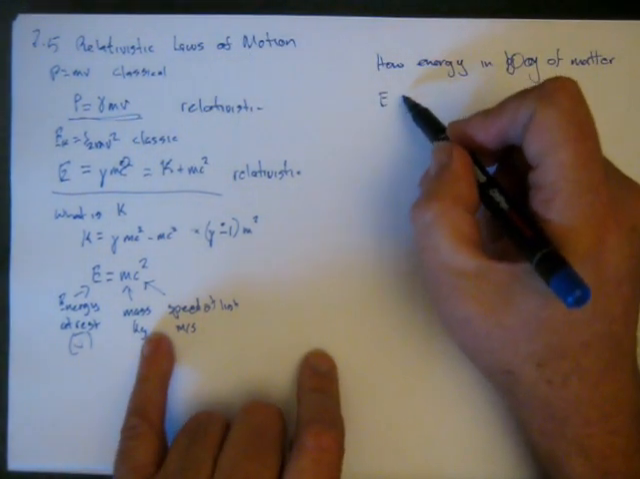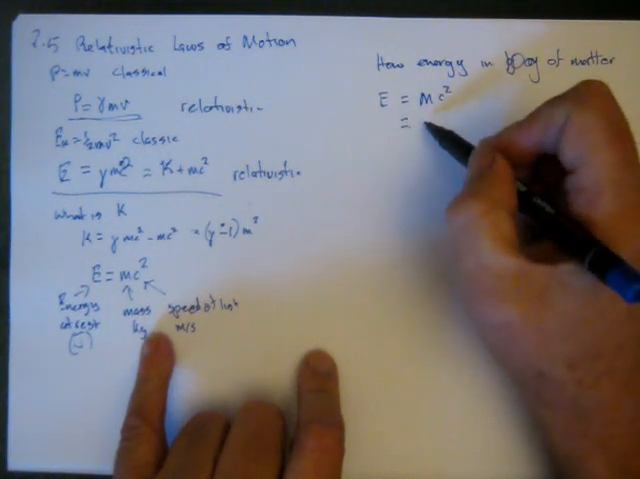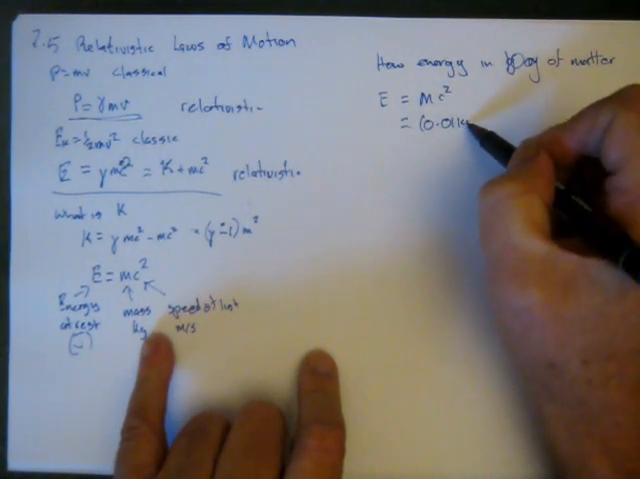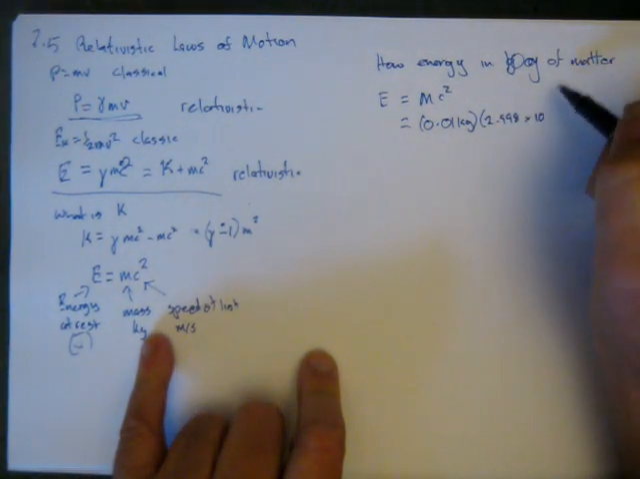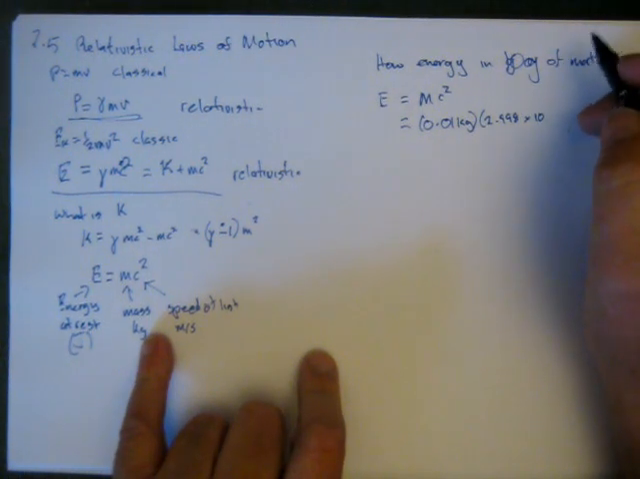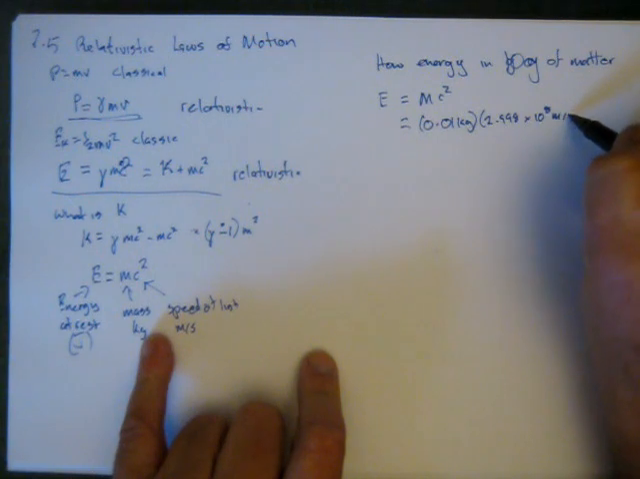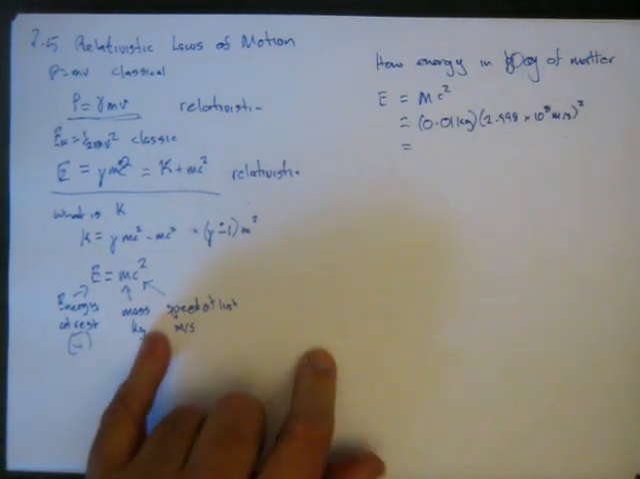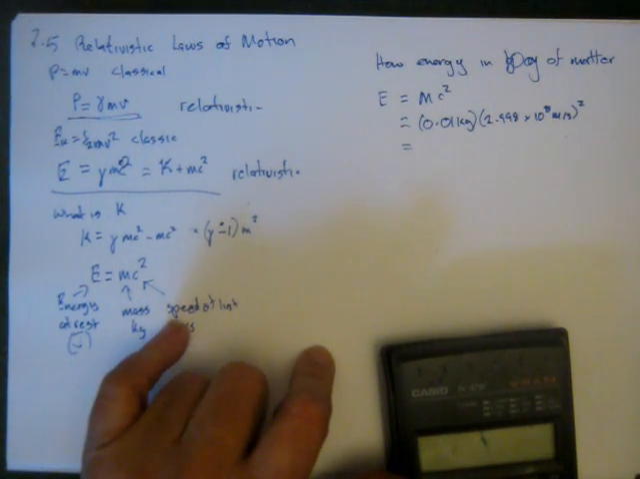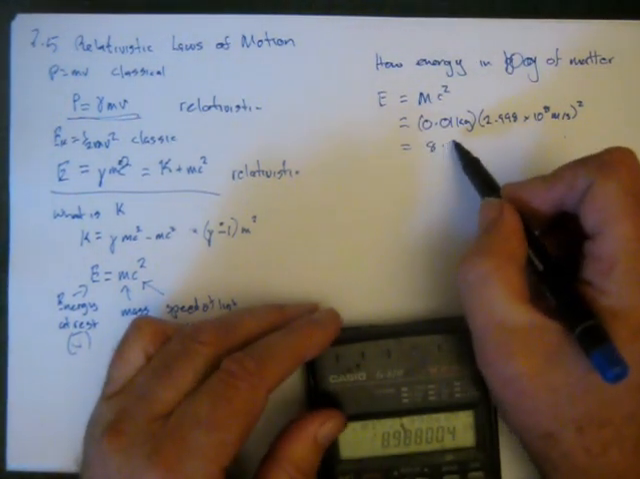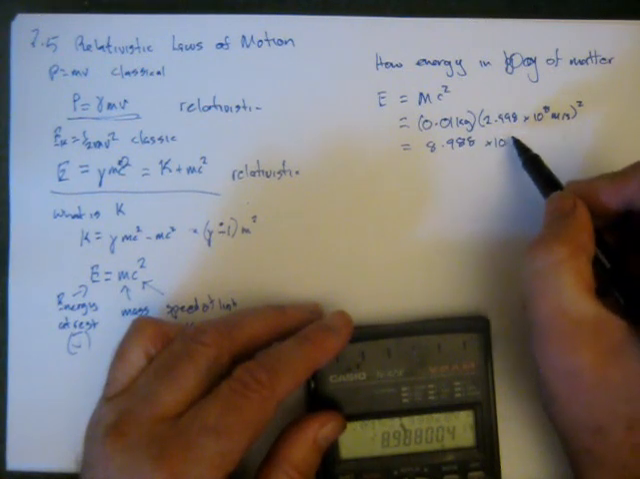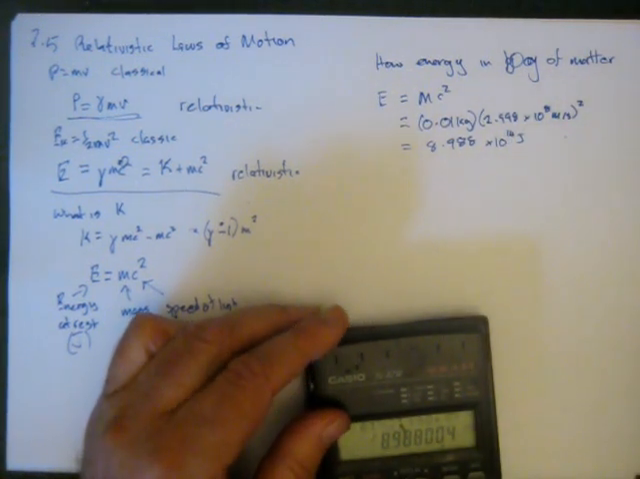So E equals mc squared, which is equal to 0.01 kg times 2.998 times 10 to the, what's that, about 10 to the 8 meters per second squared, which is equal to 0.01 times 2.998 exponential 8 squared equals 8.988 times 10 to the 14 joules. Is that a little or a lot?